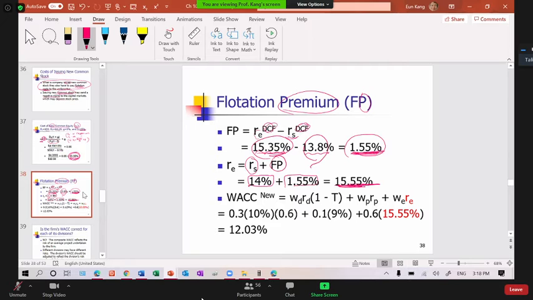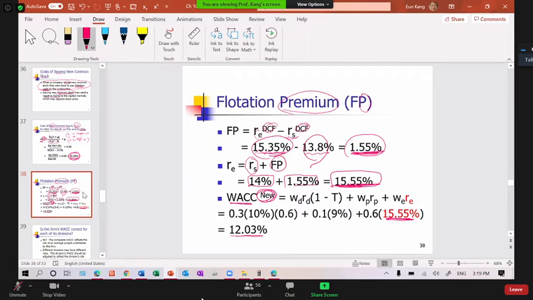So that is RE. So final RE is 15.55%. So your WACC, if one component changes, then WACC changes, right? So now, instead of RS, when you issue new shares, it will become RE. So WACC will go up, right? Just one component goes up, then our WACC will change. WACC will go up to 12.03%.